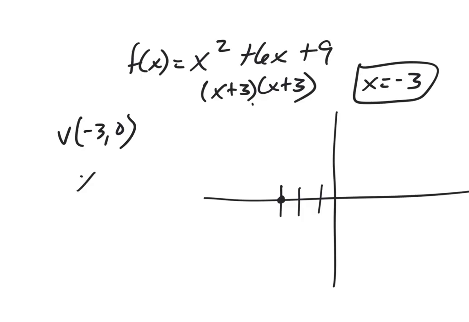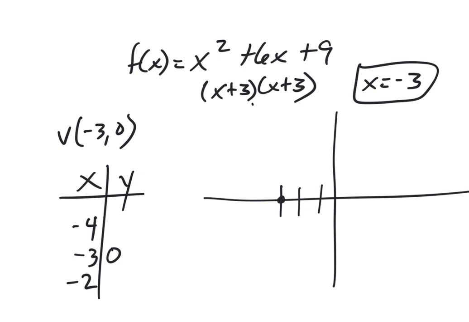Okay, so I need a couple of points other than that. So maybe we plug in negative 4 and maybe we plug in negative 2. You can plug it into this equation or you can even plug it in here. If I plug in negative 2 here, negative 2 plus 3 is 1. Negative 2 plus 3 is 1. 1 times 1 is 1. Okay? So pretty easy to come up with a point. And once again, if you needed to, you could use your calculator, but knowing where those numbers come from is a really big thing. And then we can graph those points.